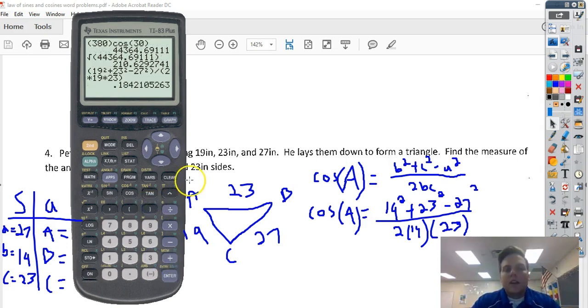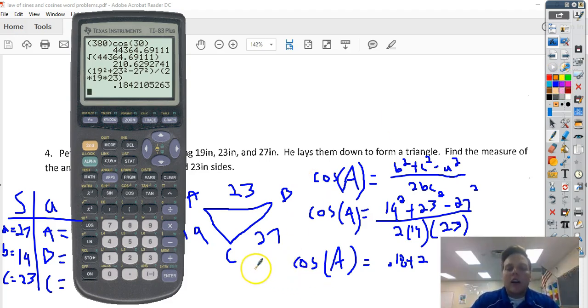Press enter, and I get this 0.1842 yada yada yada. Now, that's cosine of A. I want angle A. So how do I get rid of a cosine? So right now what we have, and I'm going to actually write it out. I don't always write it out in class, but I want to make sure you guys get a chance to see it in case you're confused by it. Cosine of angle A is equal to 0.1842, I'm just going to do 42 because I don't feel like writing everything out. But I don't want cosine of angle A. I just want angle A.